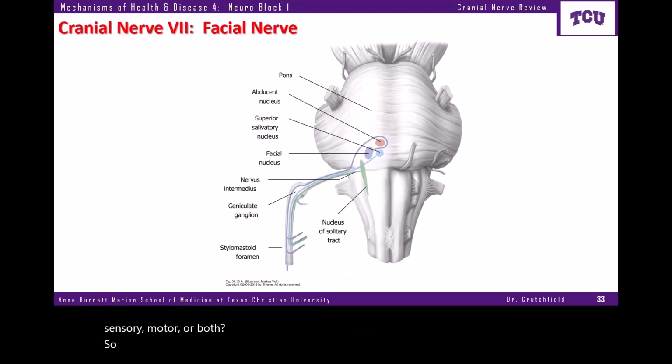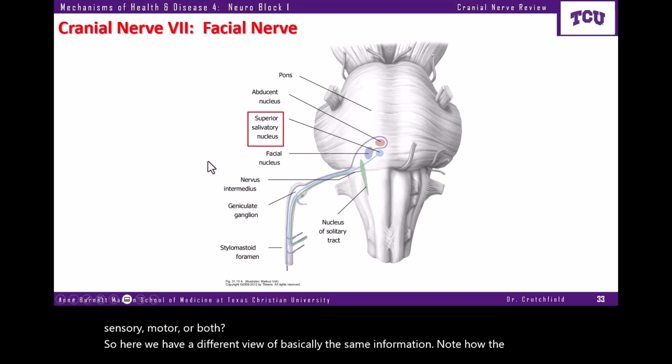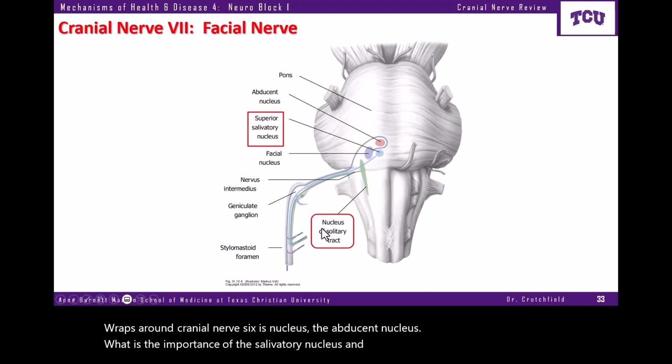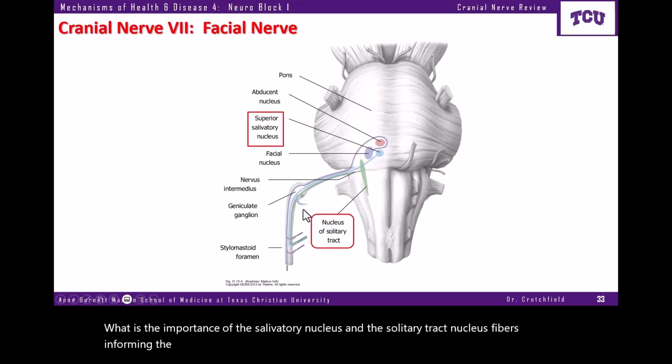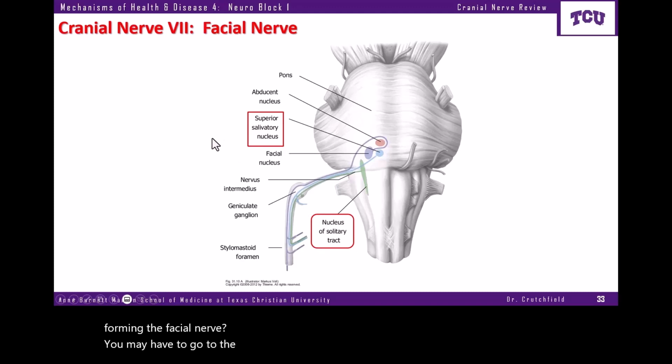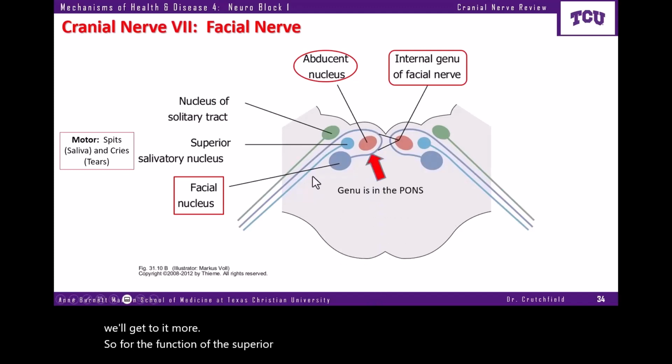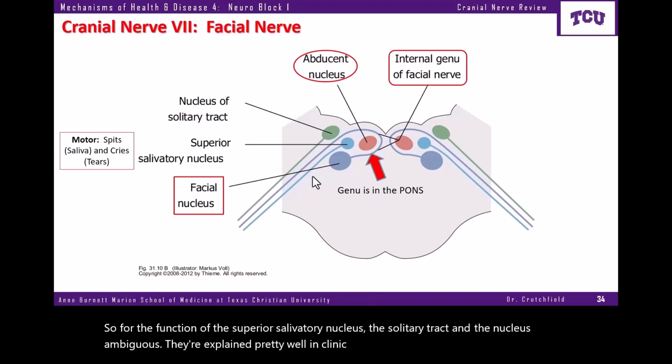So here we have a different view of basically the same information. Note how the facial nucleus, giving rise to the facial nerve, wraps around cranial nerve 6's nucleus, the abducent nucleus. What is the importance of the salivatory nucleus and the solitary tract nucleus fibers in forming the facial nerve? You may have to go to several slides earlier in this presentation to see the answer, but we'll get to it more. The function of the superior salivatory nucleus, the solitary tract, and the nucleus ambiguus are explained pretty well in Clinical Neuroanatomy Made Ridiculously Simple.